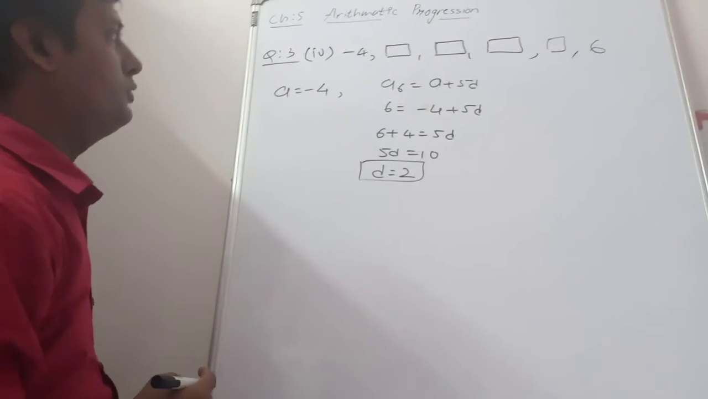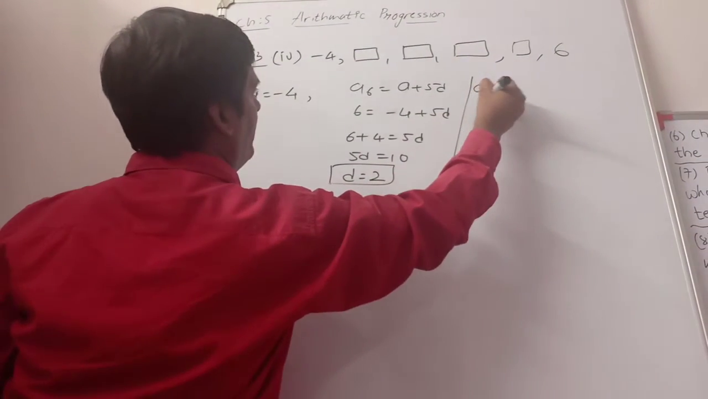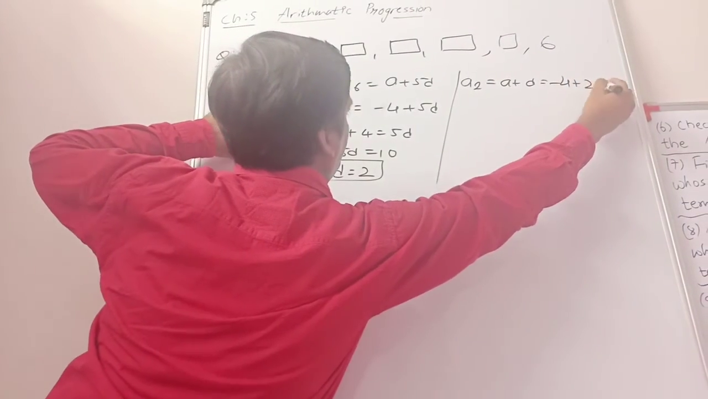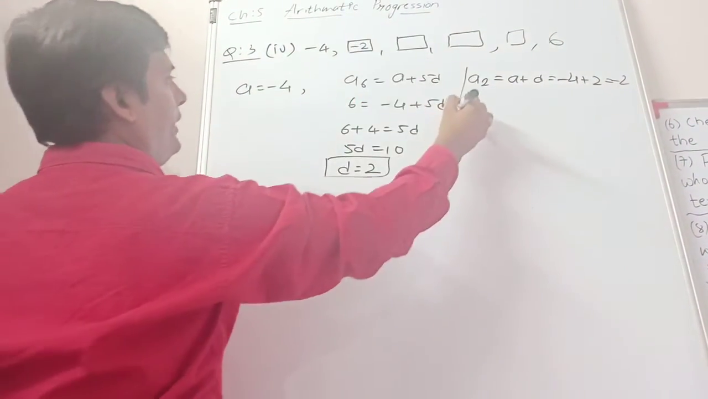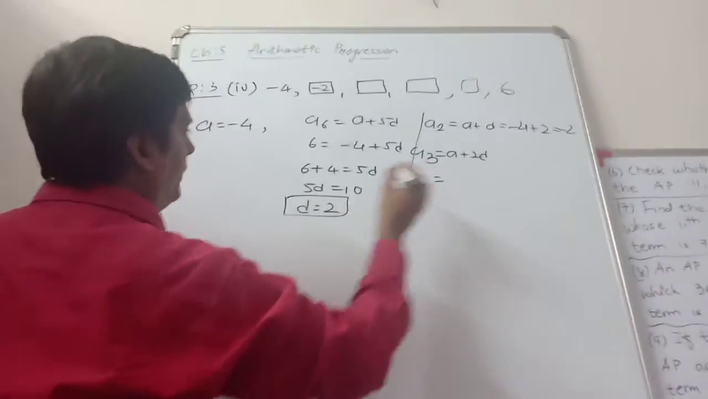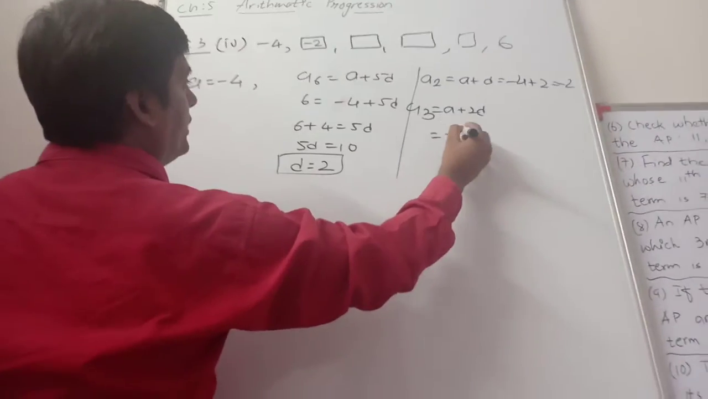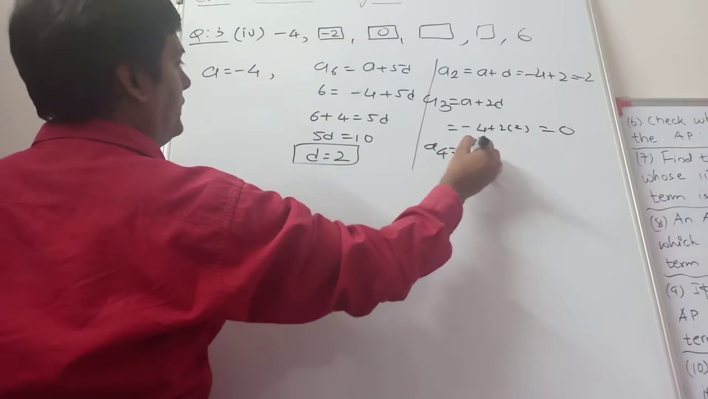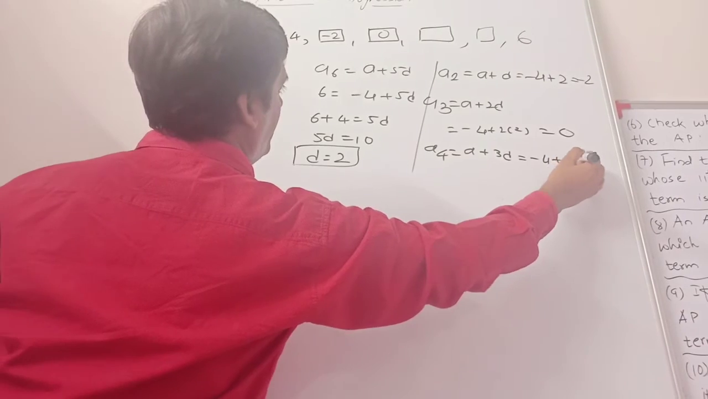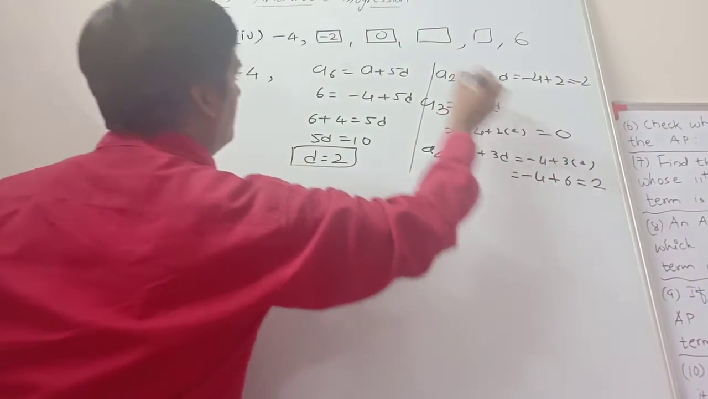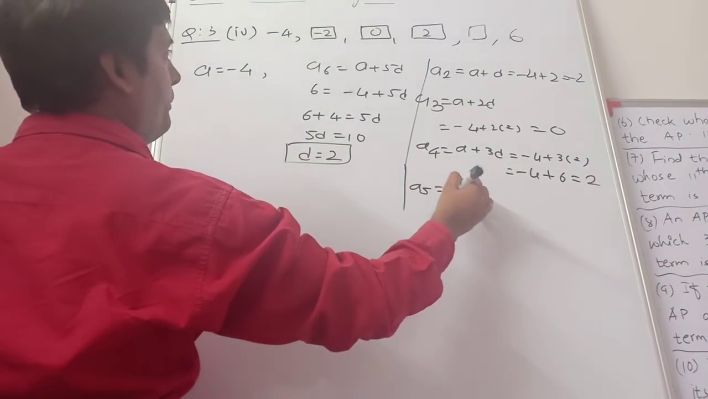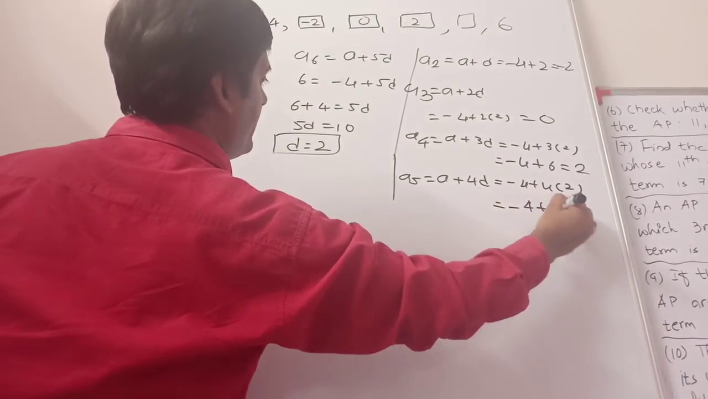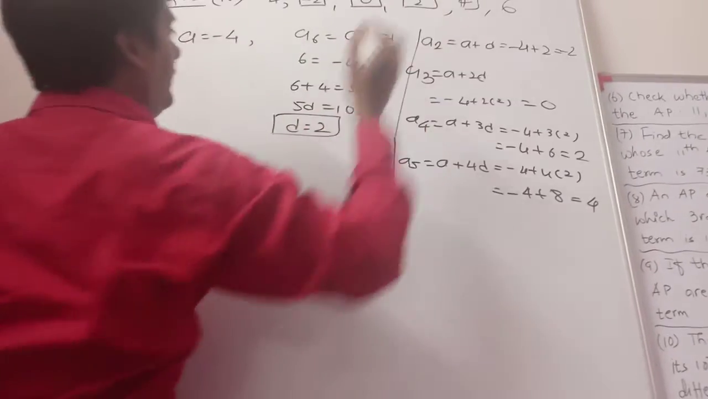Clear? Now we want the terms of this. So first, the second term. Formula, second term is equal to a plus d. Right? What is a? Minus 4. So we got minus 4, d is equal to 2, then minus 2. So second term, minus 2. Right? Now the third term, a plus 2d. Right? Okay. So a is minus 4 plus 2 into 2. That means minus 4 plus 4, 0. Third term, 0. Fourth term is equal to a plus 3d. Minus 4 plus 3 into 2. Minus 4 plus 6. We got 2. So here 2. Right? Fifth term, a plus 4d. So a is minus 4 plus 4 into 2, minus 4 plus 8 is equal to 4. So here 4. Right? Clear?